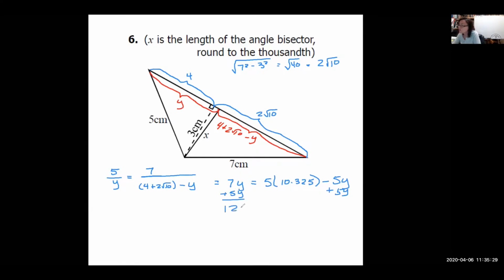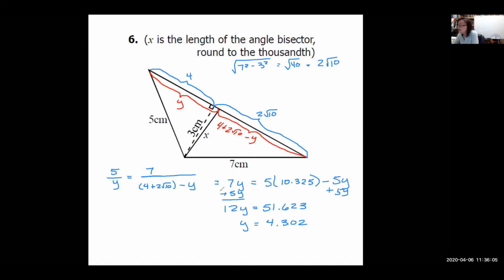I get 12y is equal to, and I'm going to multiply this times 5 in my calculator. I get 51.62277, so 23. Divide that by 12, and again, in my calculator I'm not doing any rounding, so it's giving me a really accurate figure here, that this should be 4.302.